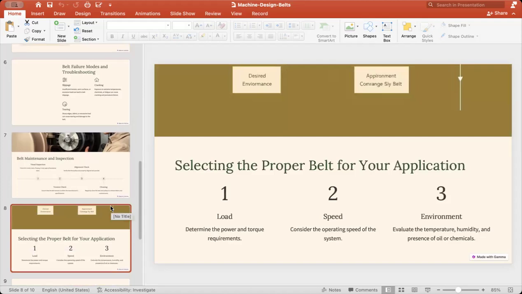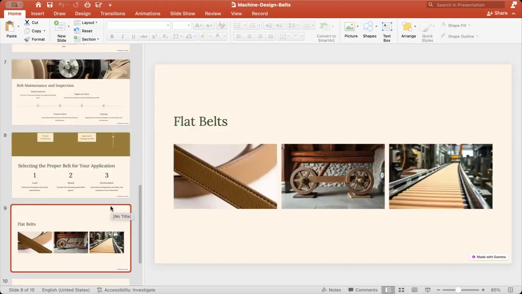For a better selection of your belt, you need to know the load to be used, or the capacity of the materials to be used. You also need to know the operating speed, and also the environment. Is it humid? Is it high temperature? Or full of chemicals and oils?